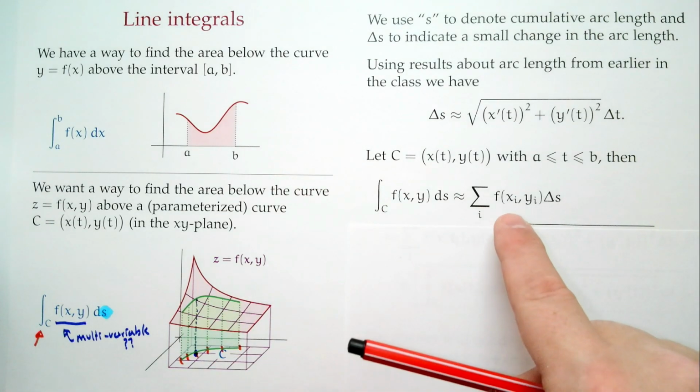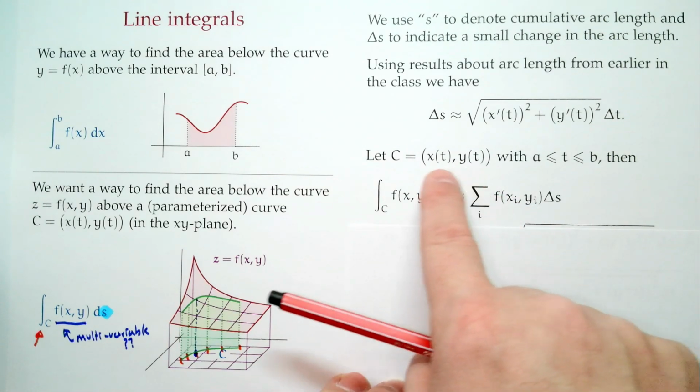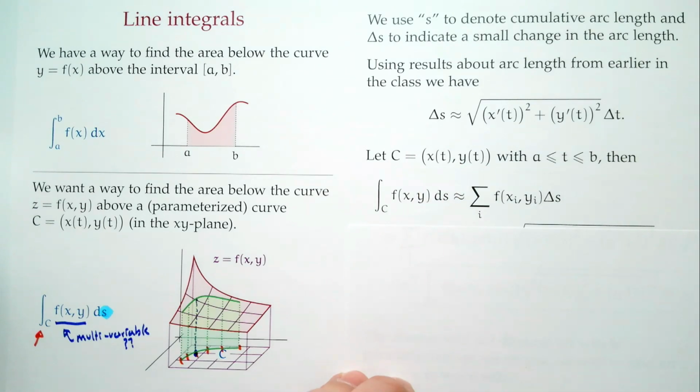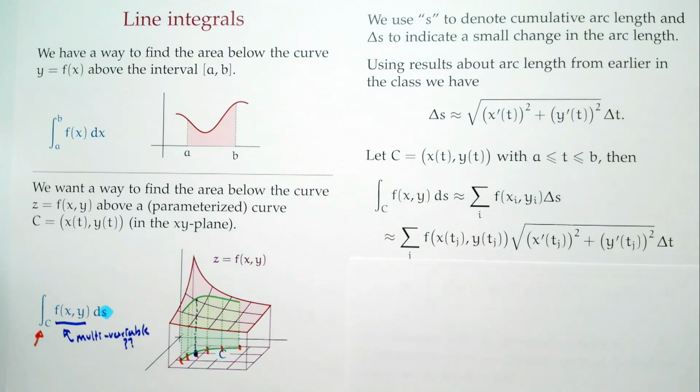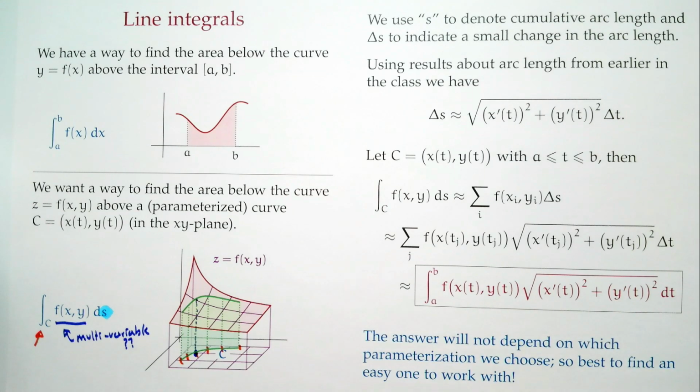Well, what do we mean by x sub i, y sub i? It really is what happens when you plug that time piece into your curve. So that's what we get: this sum, f of x sub t, y sub t, then the square root of x prime of t squared plus y prime of t squared, delta t. And therefore, when we're talking about an integral along a curve, that's what it translates into.